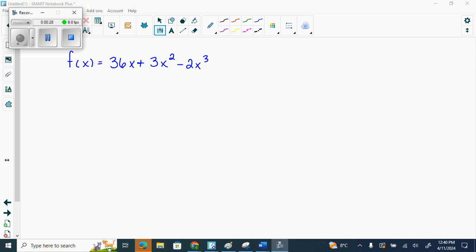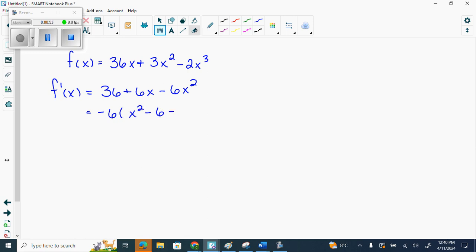So, we talked about critical numbers of the first derivative. So we have f prime of x, and we're going to pay close attention because we're going to keep moving on. We're going to find out what the second derivative does. So we're going to get 36 plus 6x minus 6x squared. So I can take a negative 6 out, and I'm left with x squared minus x minus 6. And so I get negative 6, x minus 3, x plus 2. So my critical numbers, and I want everyone to do this.